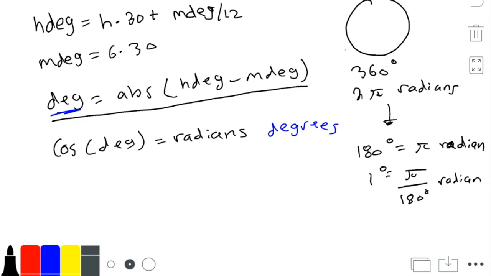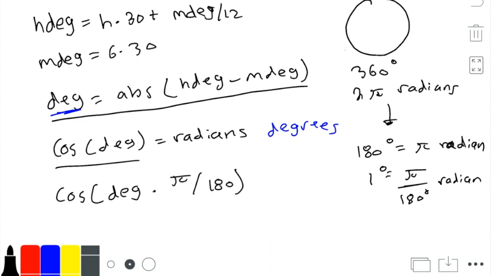Therefore, in order to convert everything from degrees, we can just take our degree value and multiply by pi over 180. Then we can set this equal to some variable. We can call this cos deg, the official value of the cosine of the degrees which we want. After this, we can simply plug everything into our formula.